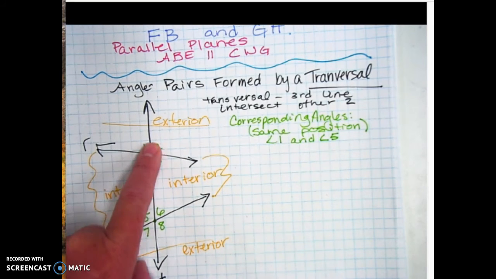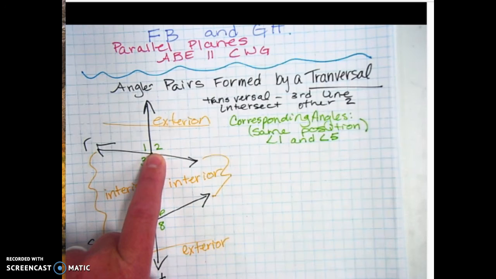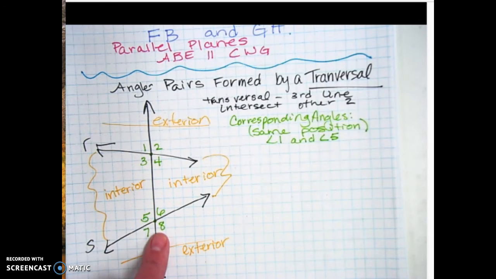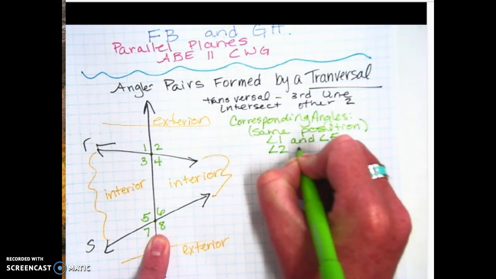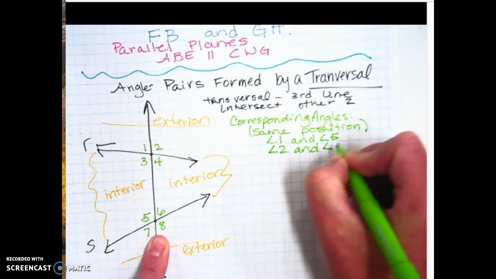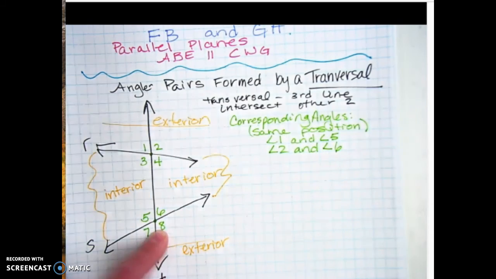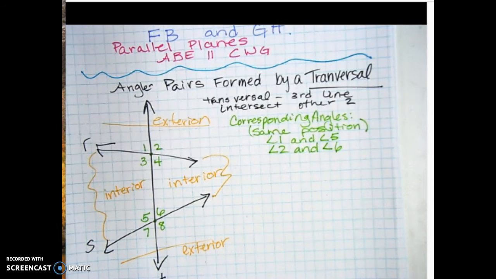Okay, now let's look at angle 2. Follow that transversal down. Which of these angles is in the same position? 6. So angle 2 and angle 6 are corresponding angles. How many pairs am I going to have? 4, right?